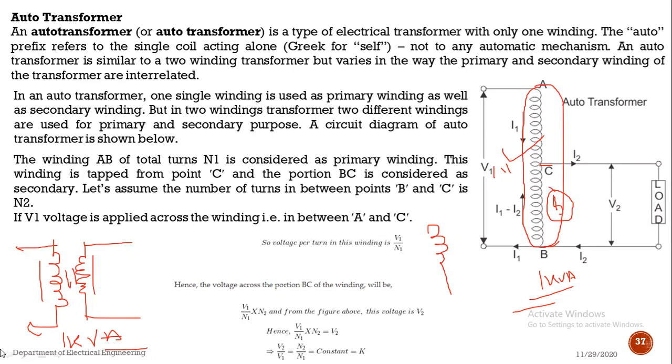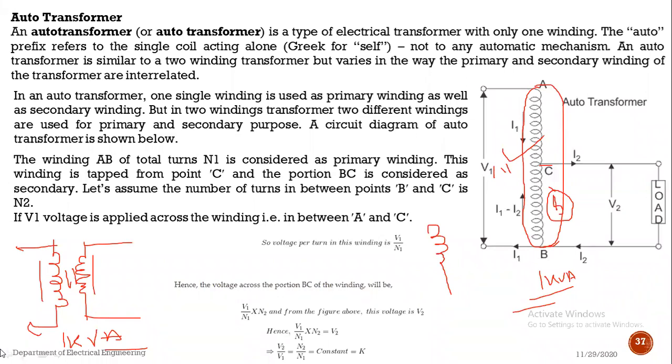That means the copper requirement is less as compared to that of an ordinary transformer. Copper requirement is less in case of an auto transformer as compared to an ordinary transformer. Okay, it will require less. So there is one derivation in case of an auto transformer, that is, how much amount of copper will be saved.